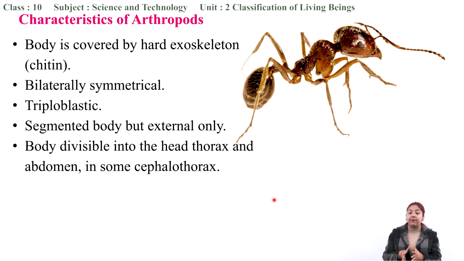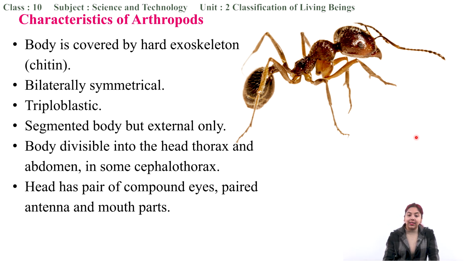together to form cephalothorax. Now in the case of this ant, its body is distinctly divided into head, this part is thorax, and this part is abdomen. This is also one of the most important characteristics of arthropods. The body is divided into head, thorax, and abdomen, and they have jointed appendages. So these two are the most important characteristics of this phylum.